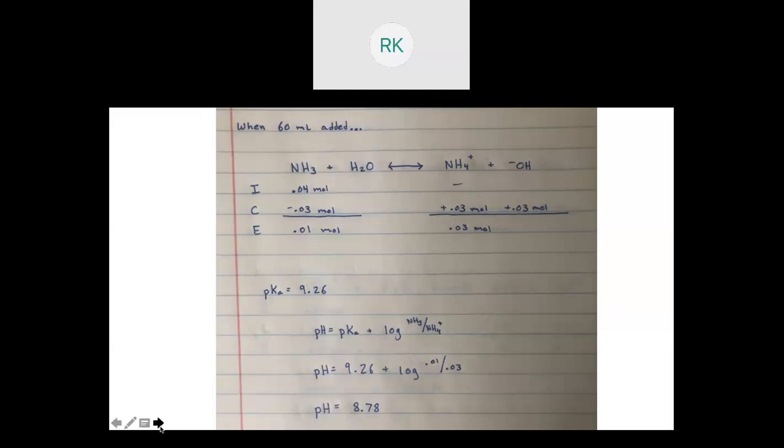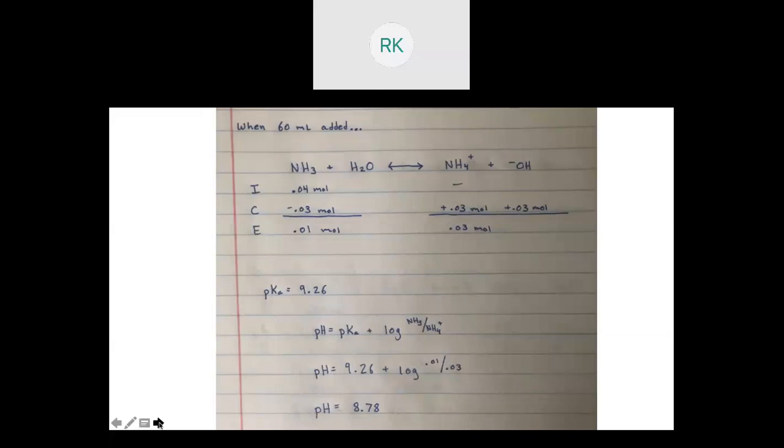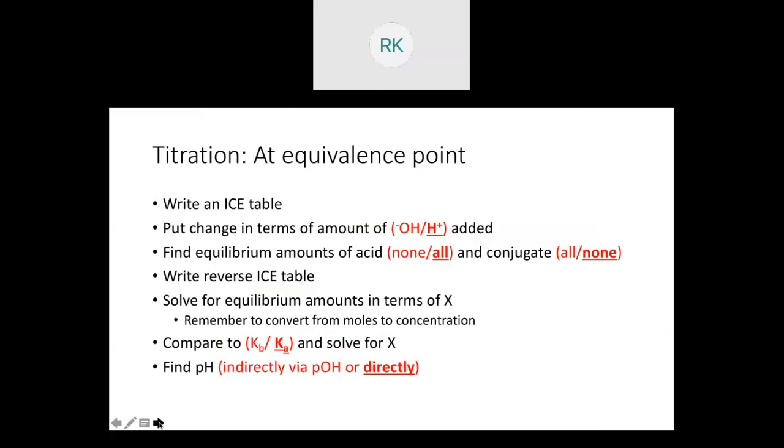So that's, again, how you do the before equivalence. If you relate the work in both of these back to these steps, this gives you a pretty good outline of the direction you should take to solve it pretty much every time. They don't throw too many curveballs at you during titrations, typically.